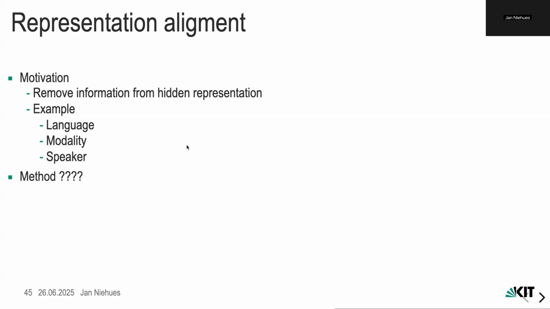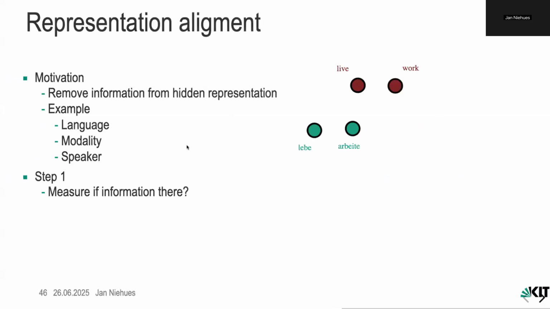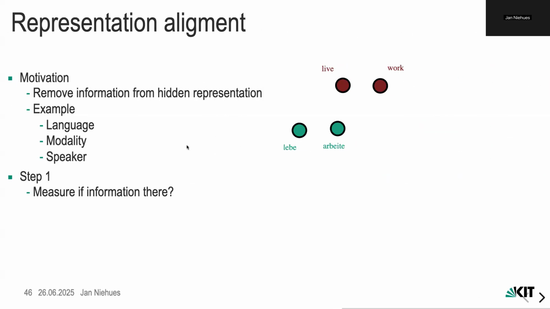Before we want to remove information, the first step is maybe to check whether the information is there or how well it is there. So a first step is to measure if the information is there. So is there information that this is a German word or this is an English word? Is it encoded? That might be a good first step, because then you can also measure whether you're successful or not. And therefore, the first question is, can we somehow measure that?